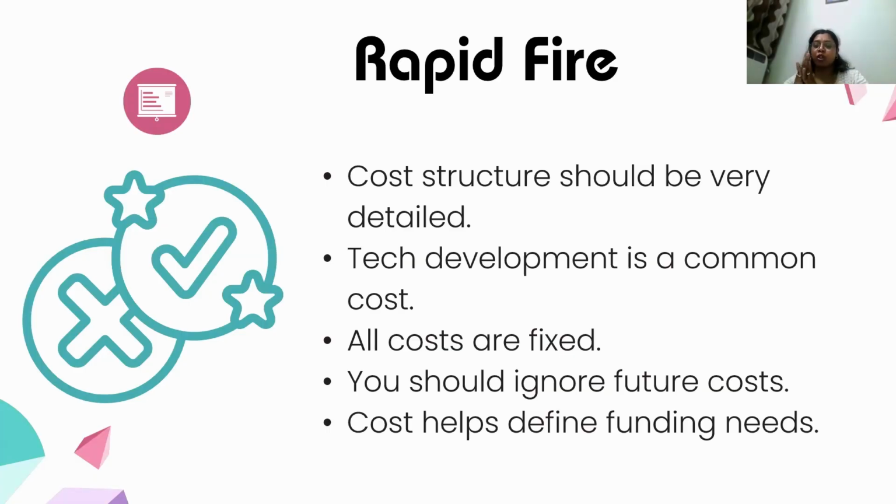You should ignore future costs. True or false? False. Cost is very important. You have to forecast even a single thing that you need. For example, 2 years later I want to hire a chief operating officer. That time also you have to forecast that if 2 years later I am hiring a COO by paying 1 lakh per month, I have to earn that much now to pay them later.